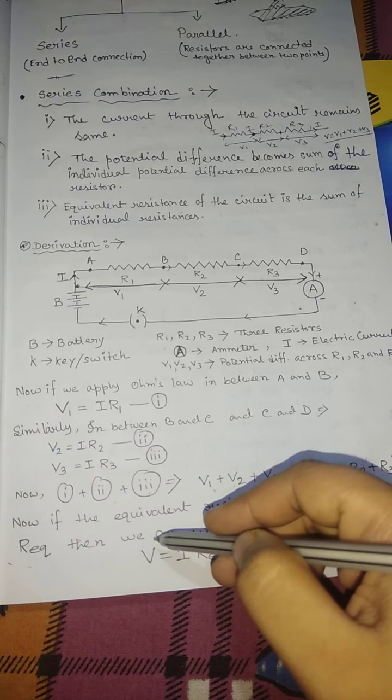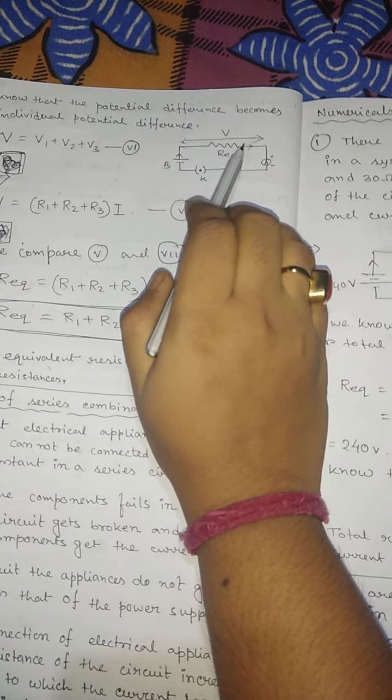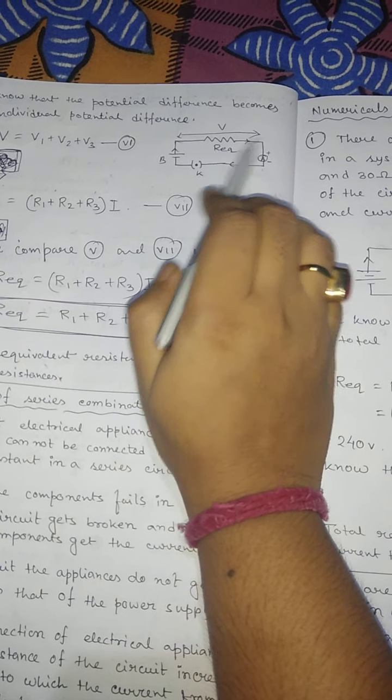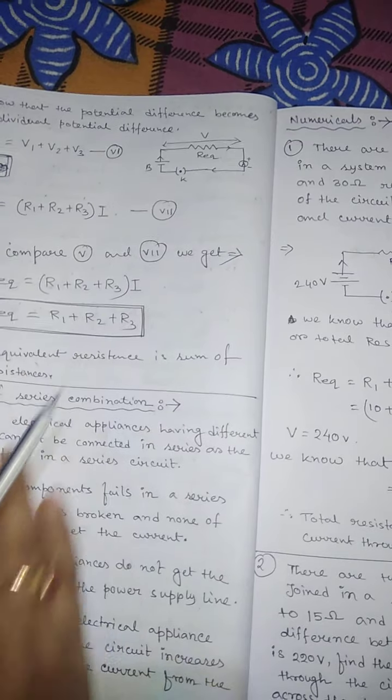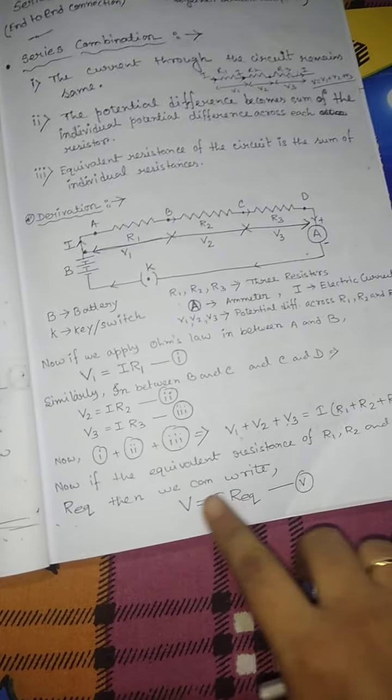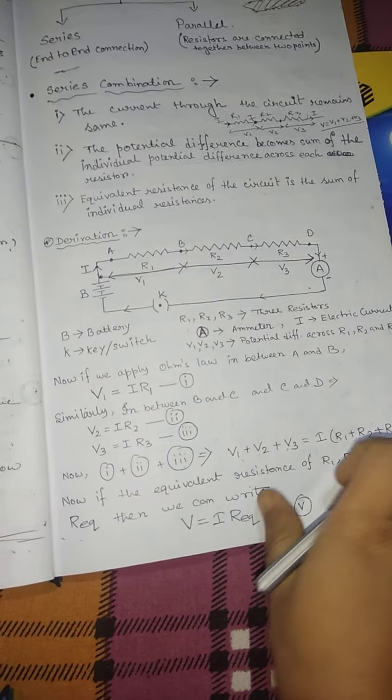So that means V, across this, is the circuit diagram. In place of these three, the potential difference is also across only R equivalent, that is considered as V. So V equals I into R equivalent.